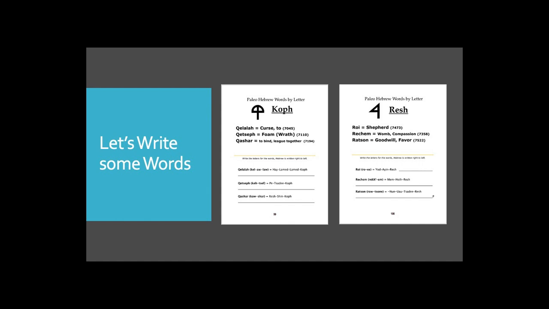Kuf Shin Resh. Now we will look at Resh and go over three words for Resh. The first one is Ro'eh. It means shepherd, and its Strong's number is 7473. We spell that Resh Ayin Yod. Resh Ayin Yod.